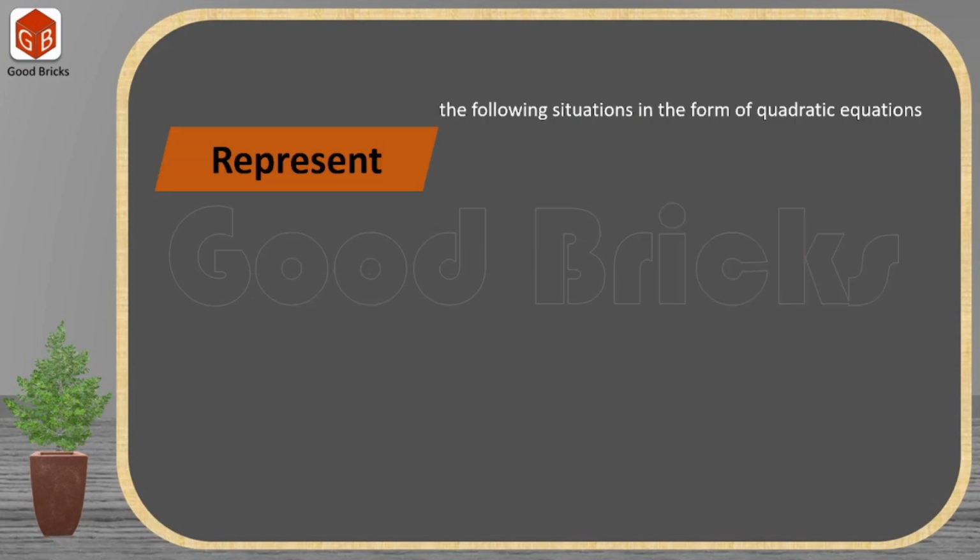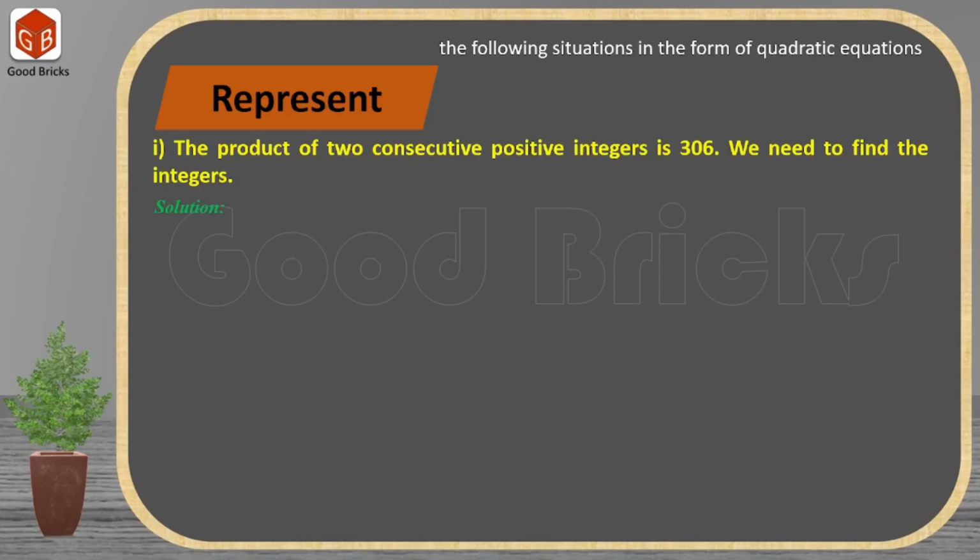Let us now solve problems on our second key concept, represent the following situations in the form of quadratic equations. So here we have a problem on the screen, and in this problem they said that the product of 2 consecutive positive integers is 306. We need to find the integers. So for this situation, let us write quadratic equation.